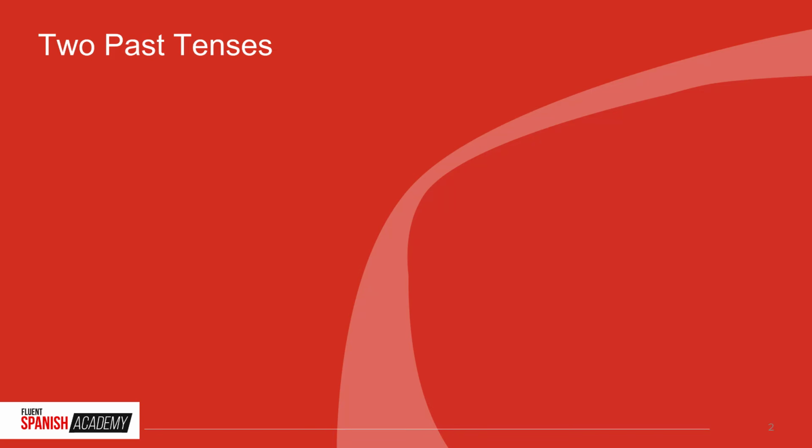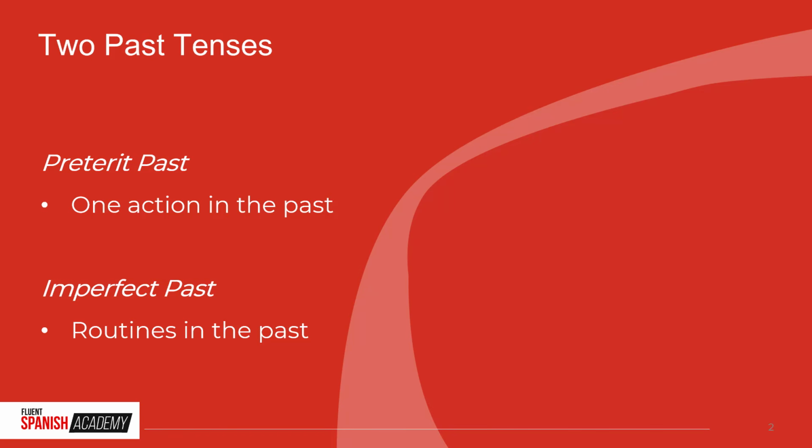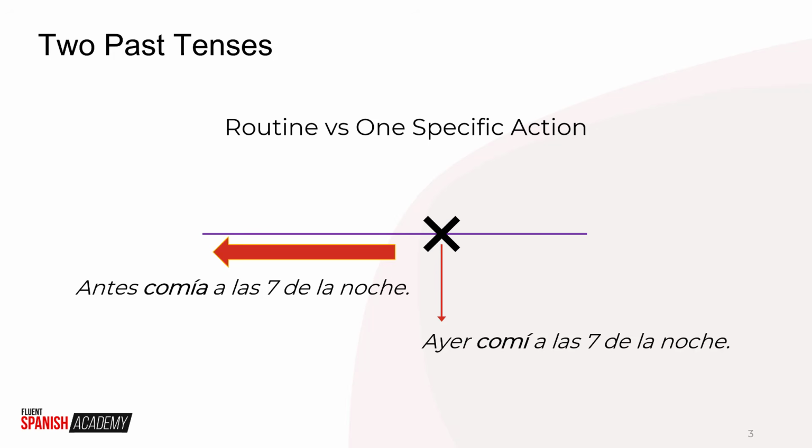Now, here are the basic rules. The preterit is just for one action in the past, whereas the imperfect is for routines in the past or things that happened over a long period of time. So let's imagine that you want to say in Spanish, I ate at 7 o'clock. Now, this is obviously in the past tense, but how do you say that in Spanish? Well, it depends. Let's draw it out to make it clear.